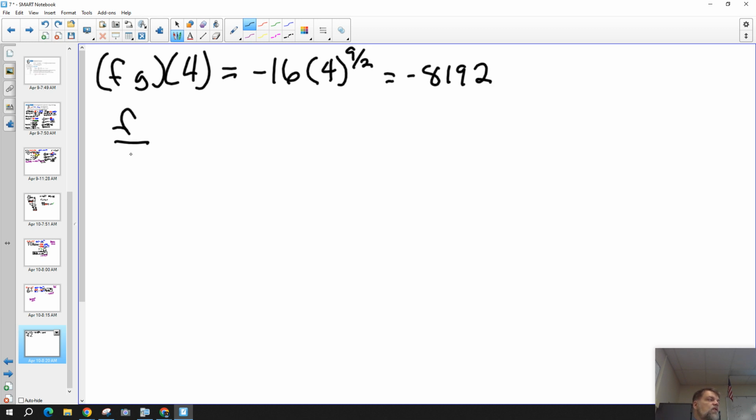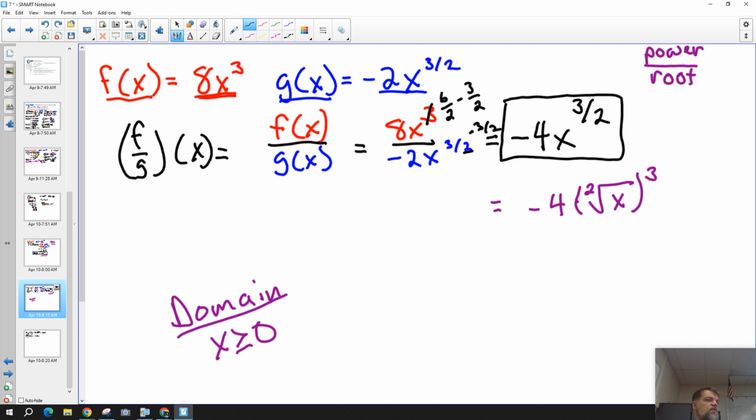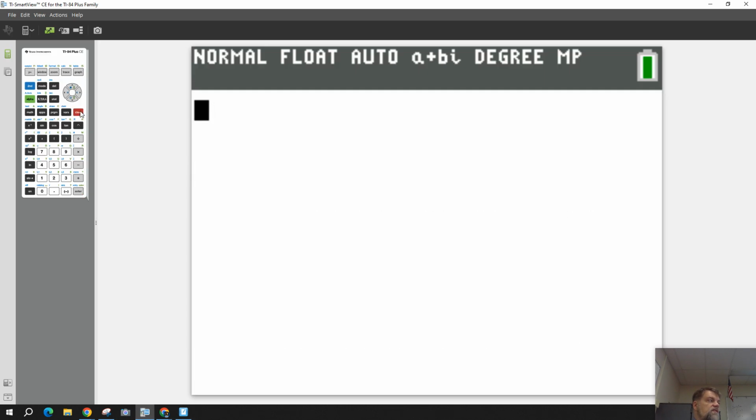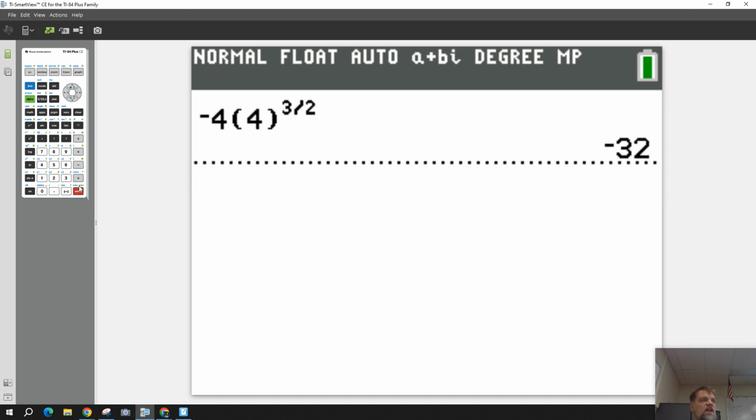Lastly, if I say f over g, that's a funky looking f, evaluated at 4, again we have negative 4 times the quantity 4 raised to the 3 halves. And again, we could just plug that into our calculator. Let me clear this out. So I'm going to say negative 4, then in parentheses I'm going to put 4, and then raise that to the 3 divided by 2. Negative 32.